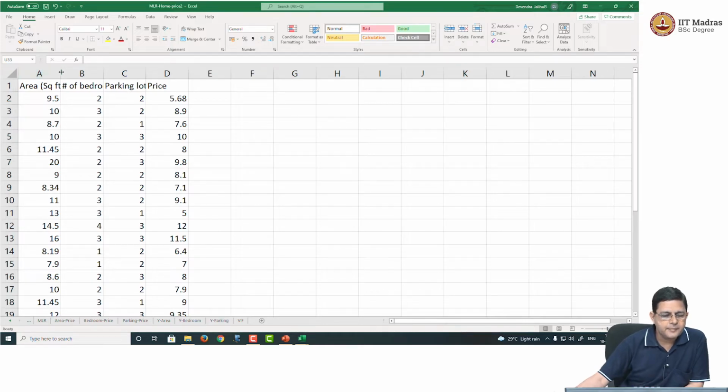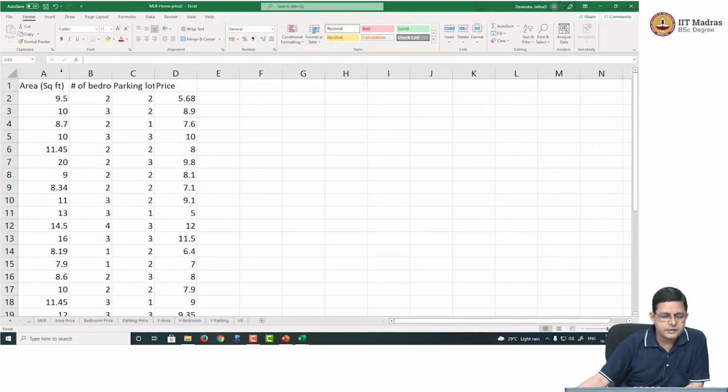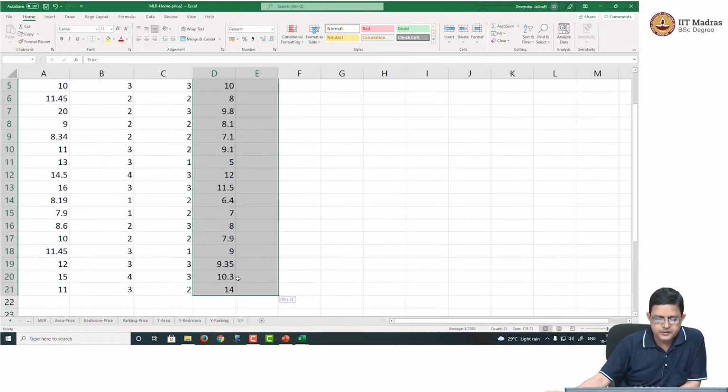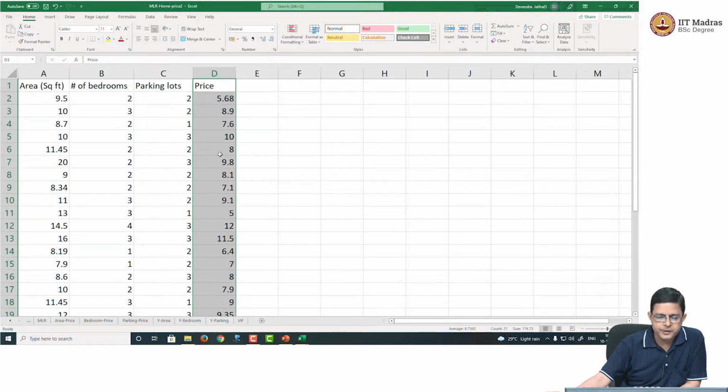Now I am trying to predict the price of an apartment. Typically the price of an apartment depends on multiple things. I have considered 3 such variables. This is the price of an apartment in lakhs of rupees. So apartment number 1, for example, is 56 lakhs.